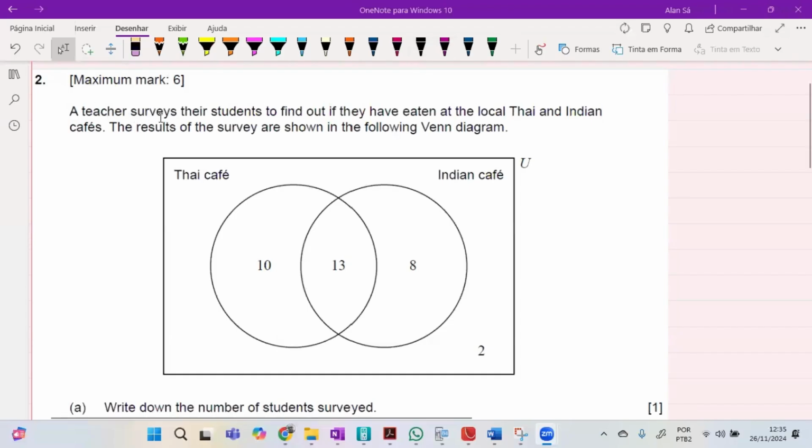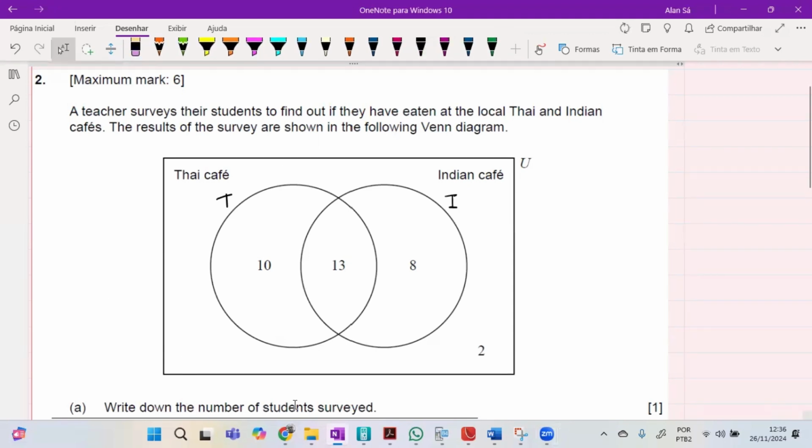A teacher surveys their students to find out if they have eaten at the local Thai and Indian cafes. The results of the survey are shown in the following Venn diagram. So here are the two sets. Let's say T, big T for Thai cafe, I for Indian cafe.